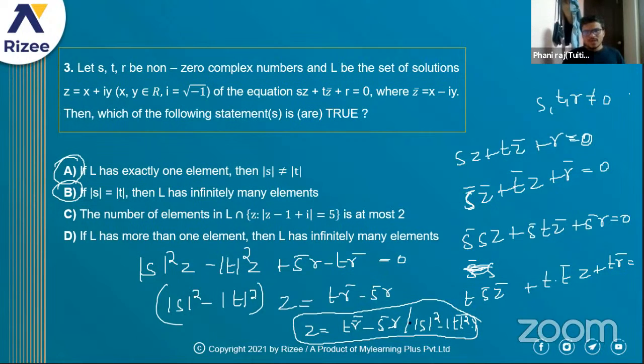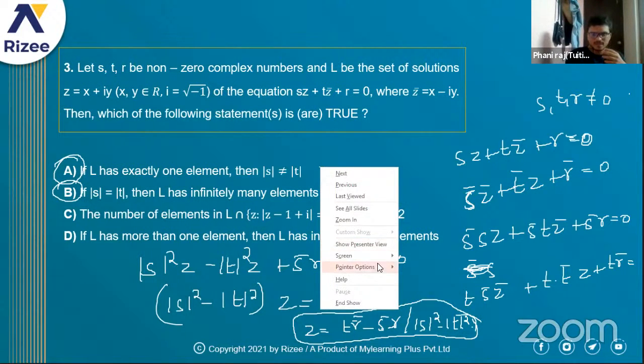If mod s is equal to mod t, then obviously r also should be fixed, right? So it could also be 0. There need not be any element at all. I'm saying it's not that you should have a unique element. There could be 0 elements or there could be infinitely many elements. So L has infinitely many elements or 0 elements. You cannot say there is at least one z. That is wrong. So this could be correct because the statement is incomplete. One minute.